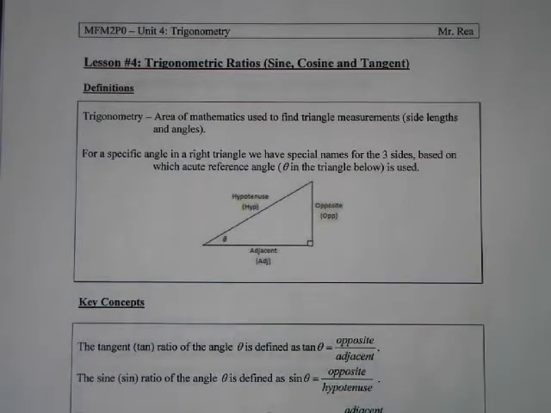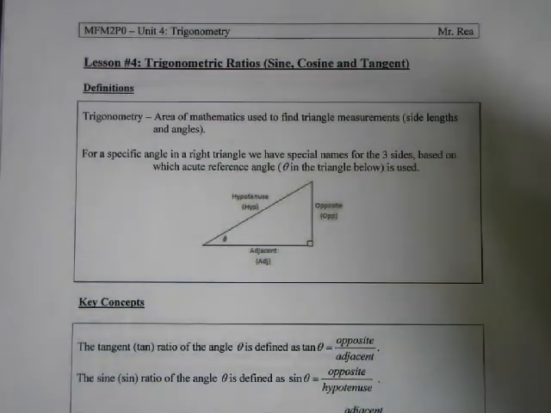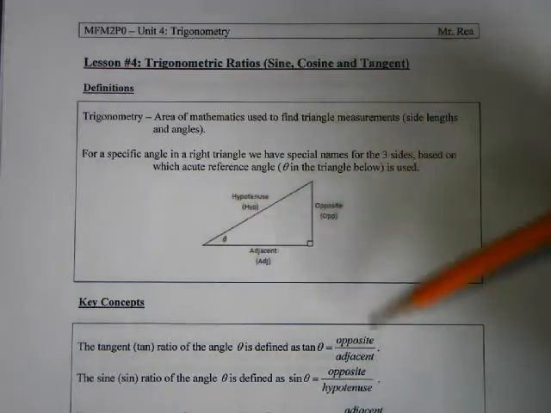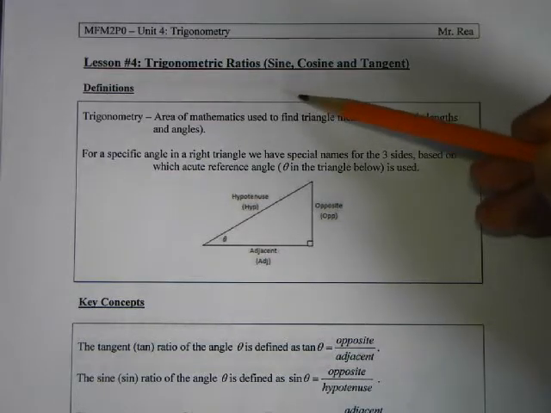This lesson's actually 5 pages. I think it's like 7 examples. So let's get started. For all these problems in this lesson, they all involve right triangles. What we're going to be doing is finding unknown sides or angles in a triangle that has a 90-degree angle.